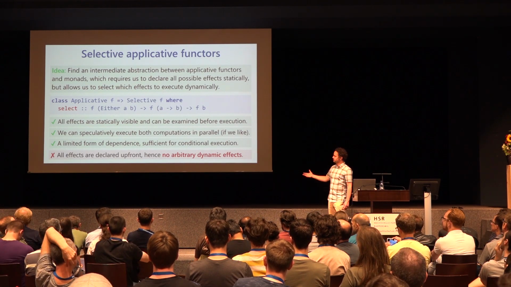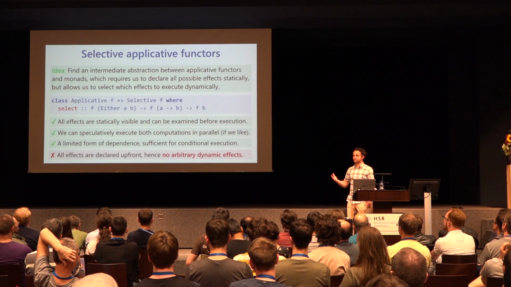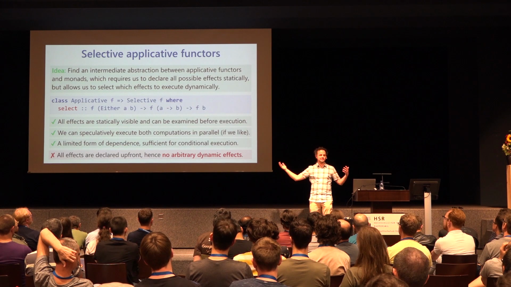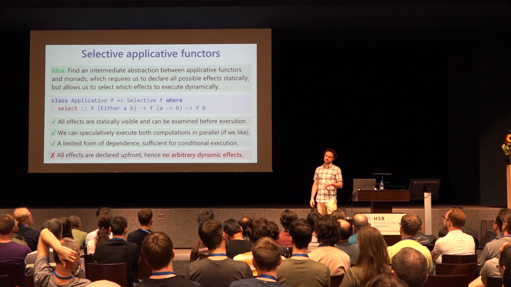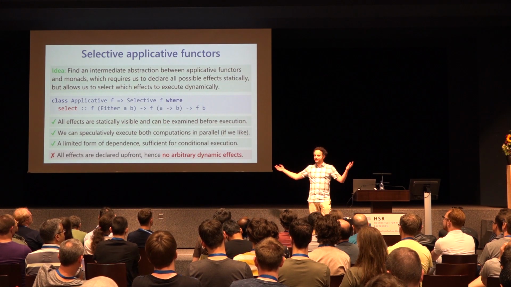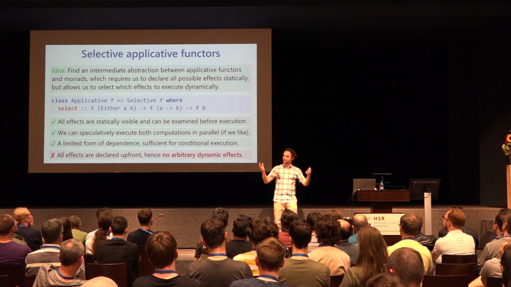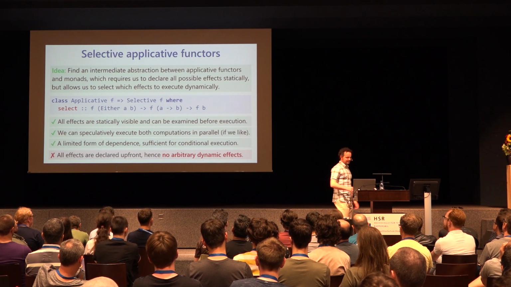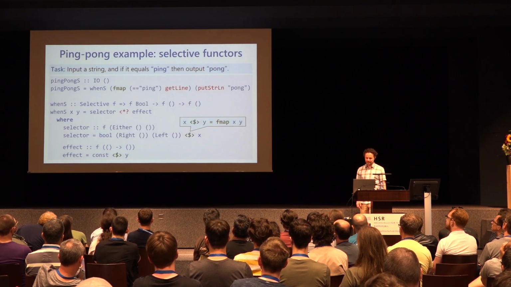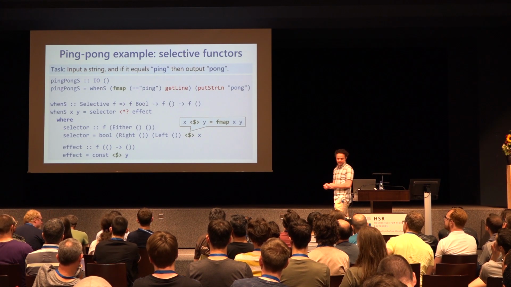What we cannot do is arbitrary dynamic effects. This is still not possible because we have to list all the effects up front. For example, in the greeting program, we would have to list all possible effects: hello Simon, hello Andrey, hello everyone. It will just be impossible. Okay, so here's how we implement our ping-pong example with selective functors.